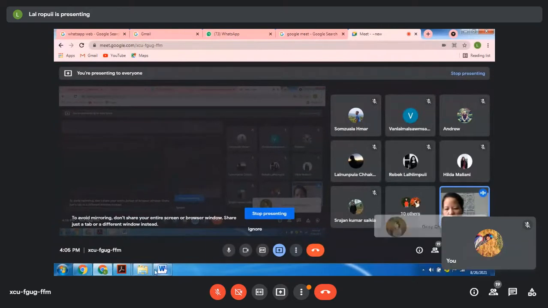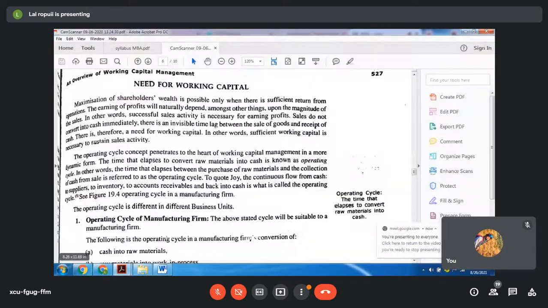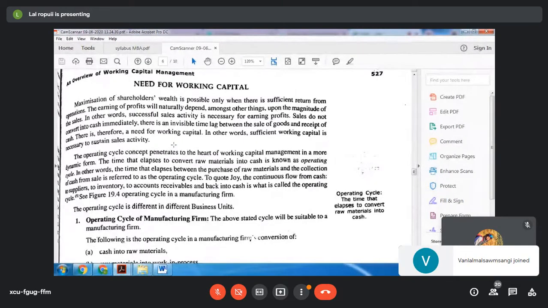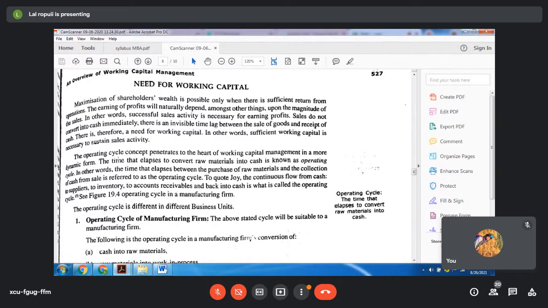Okay, so sufficient working capital is necessary to sustain sales activity, right? So the operating cycle concept is how the capital that you had for starting the business turns into cash again. Okay, converts into cash again. That is the operating cycle.